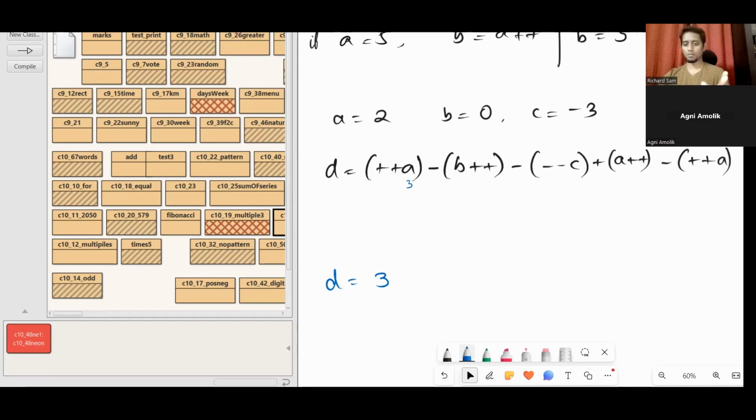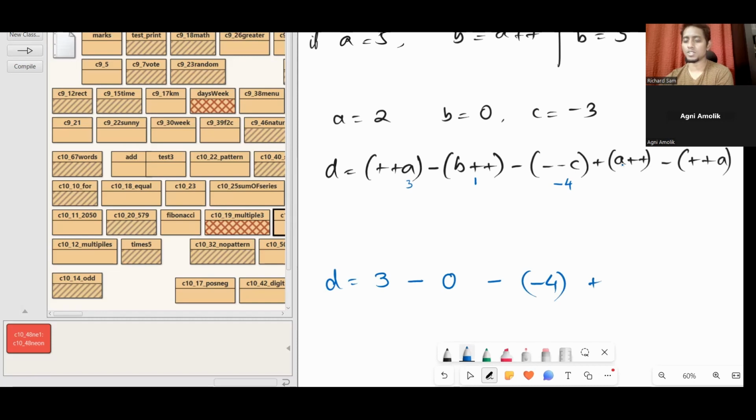Next is minus. Now B plus plus means what? First we're using and then it gets incremented. So first you're using the original value of B. What is that? And then B becomes 0 plus 1, which is 1. Next minus. Now here first is the minus and then we use it. So what does it become? It's minus 3. So when you minus 1, it becomes minus 4 and then we are using it. So that's minus 4.